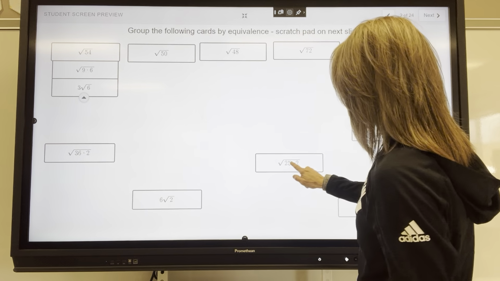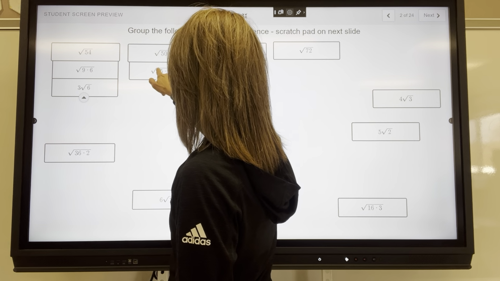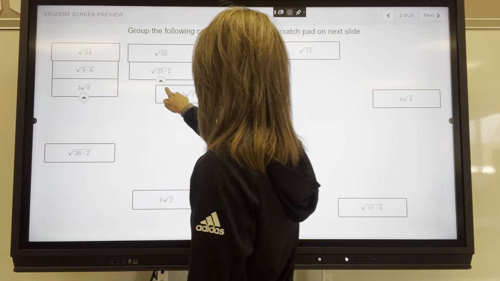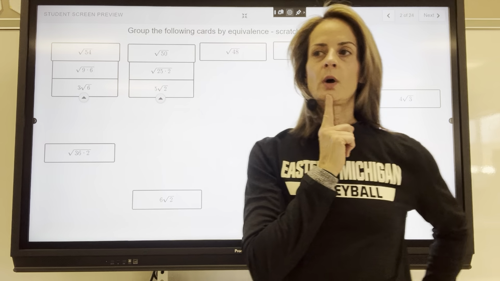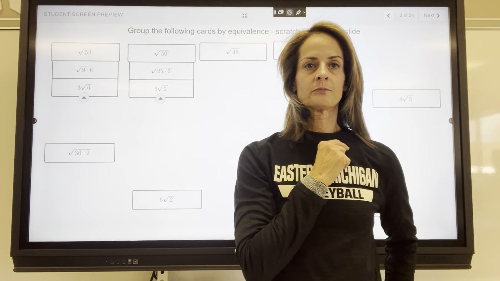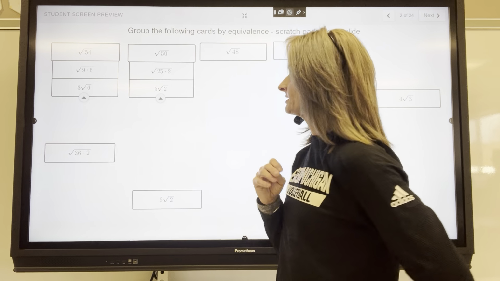25 times 2 is 50. 25 is a perfect square. We can pull the square root of 25 out. That becomes a 5. So that's just 5 root 2. 48. 12 times 4 is 48. 4 is a perfect square. Are there any bigger perfect squares besides 4 that can go into 48?